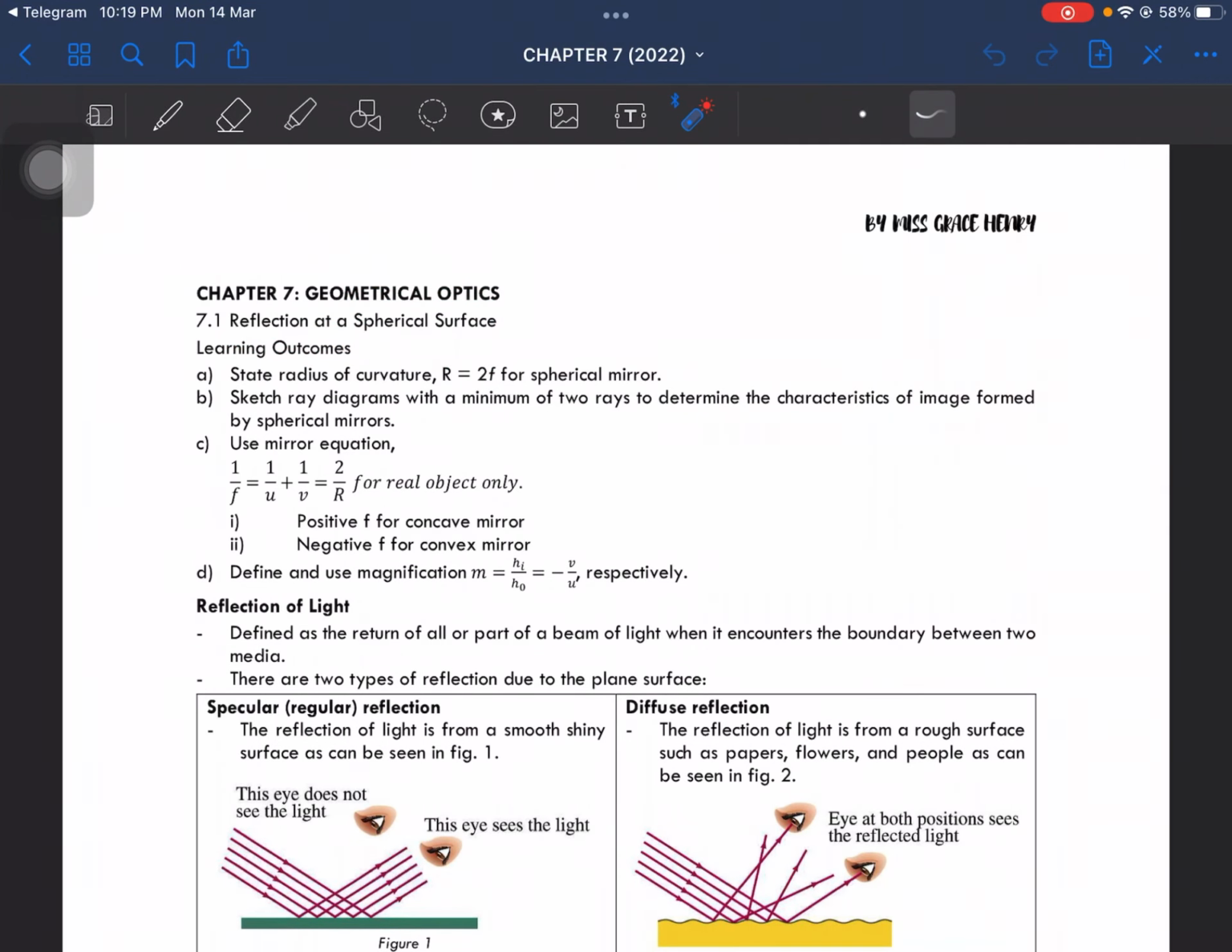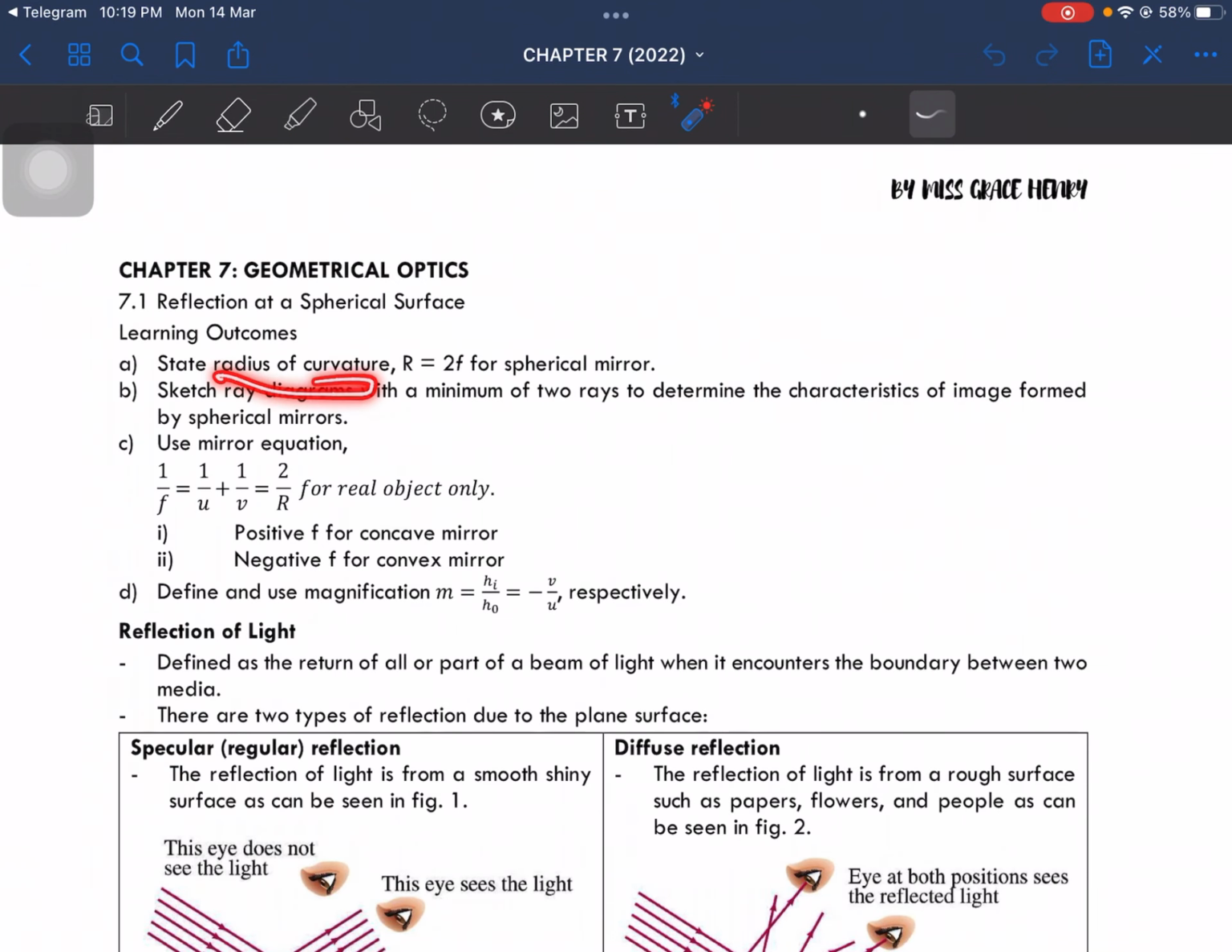In this subtopic you should be able to state what the radius of curvature is, which is r equal to 2f, where f is the focal length. It only applies to a spherical mirror. You also have to be able to sketch ray diagrams with a minimum of 2 rays to determine the characteristics of the image formed.